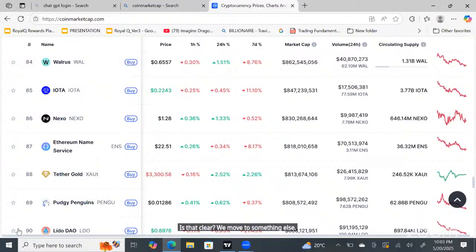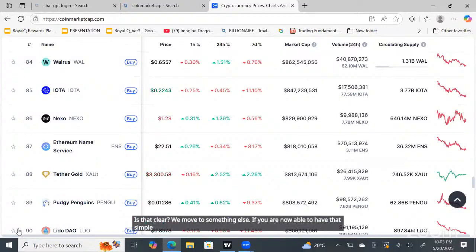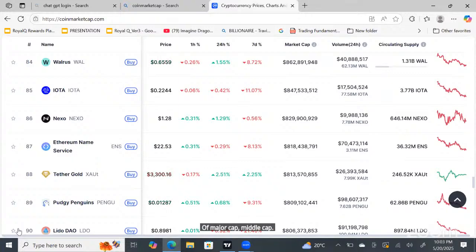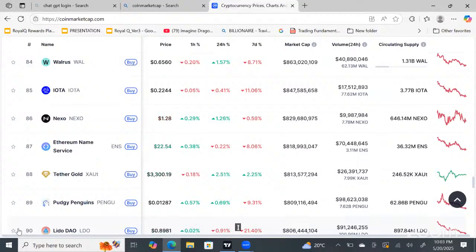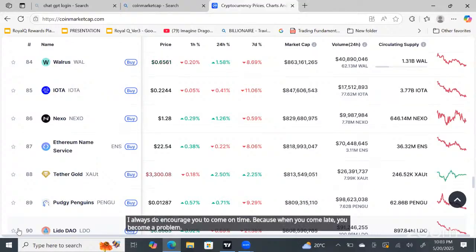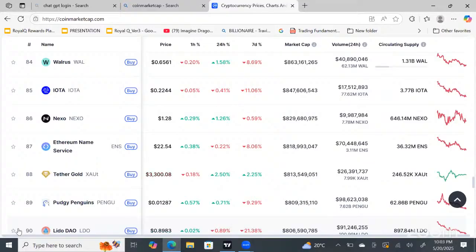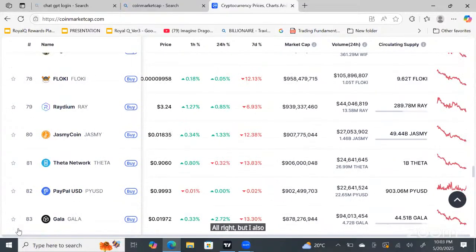If you are now able to have that simple analogy of major cap, middle cap, and small cap, drop me one in the chat. I want to move very fast because I always want to teach with a goal. I want always to encourage you to come on time, because when you come late, you become a problem. All right, but I also want to teach you something.